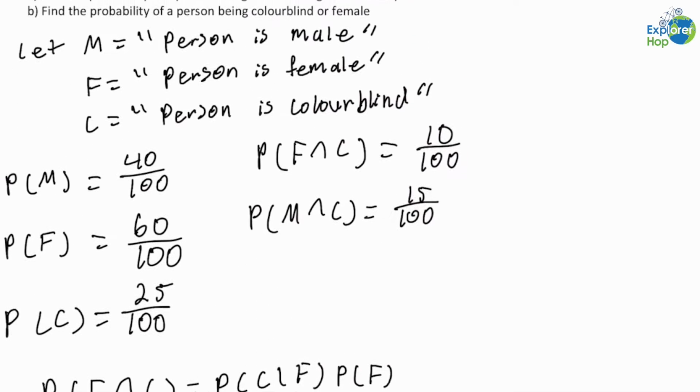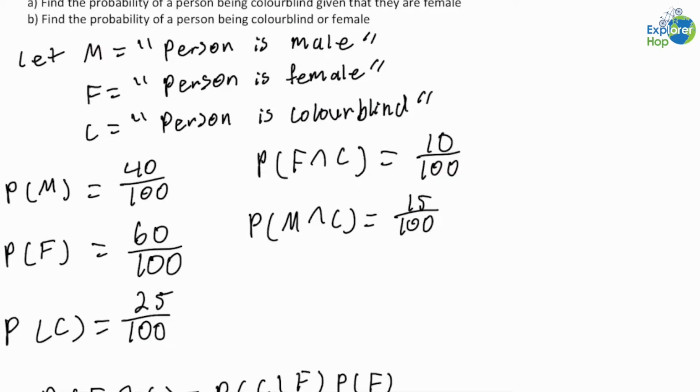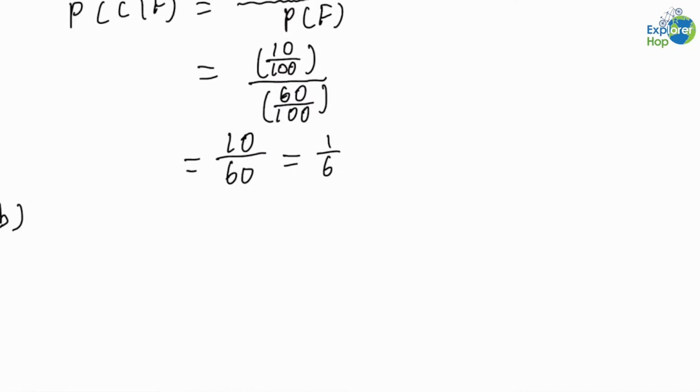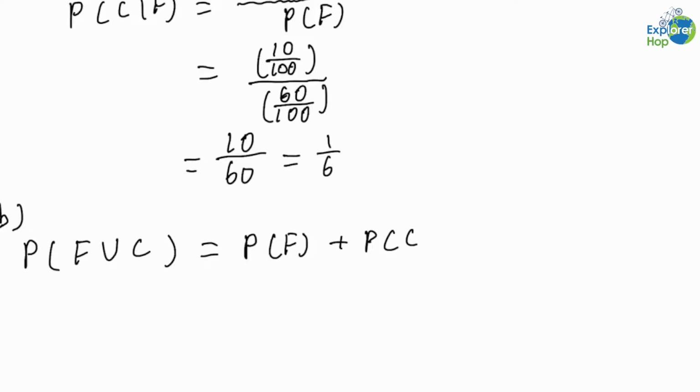So for part B, we now want to find the probability of a person being colorblind or female. So we want to find the probability of the union of event F and C. And this is just equal to the probability of event F plus the probability of event C minus the probability of the intersection of event F and C.